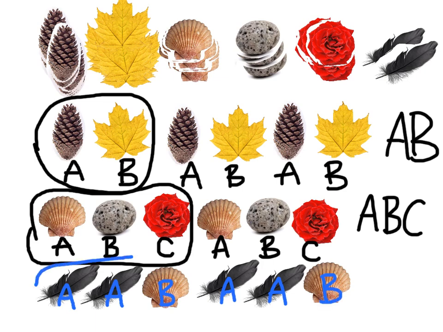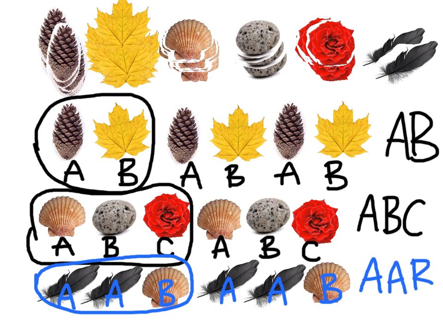That's right, the feather, feather, shell. So this pattern is an A, A, B pattern. So those letters on the side there or underneath, they represent the item for each particular pattern. So that helps me be able to describe the pattern and give it a little bit of a rule.